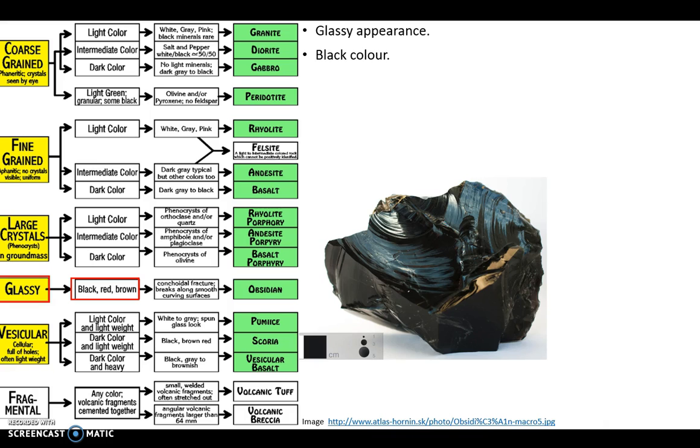It's black in colour. This sort of rock can be red or brown, but it's black in colour. It has this conchoidal fracture. So we're talking about a curved fracture. You can see them there. If I move the mouse, you're looking around in this sort of fracture here.